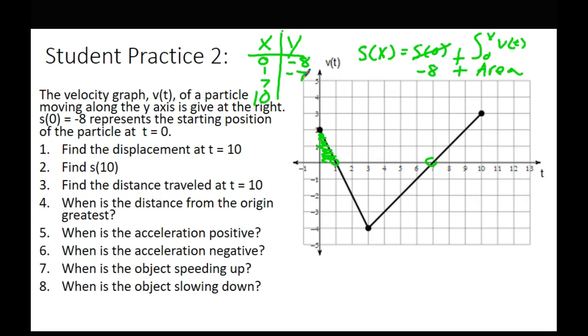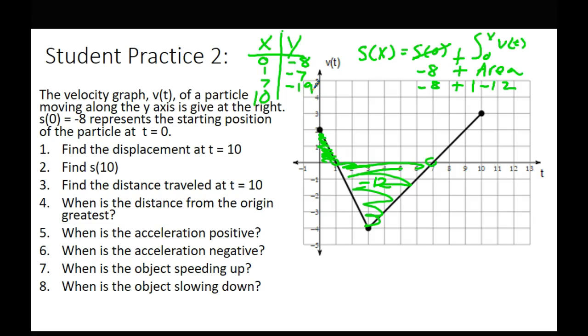-7. Now 7, it's going to be the starting point plus the area once again. So from here all the way up to here. So what was this area? -12, right? And this is 1? So we have -8 plus 1 minus 12, which is -19. Okay. And then finally we have 10.